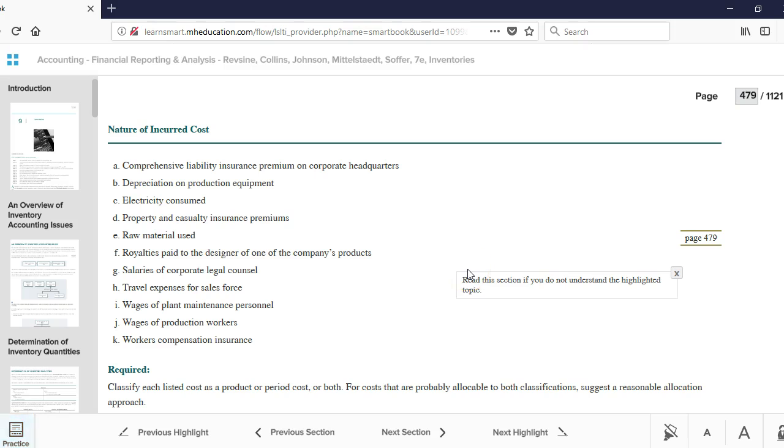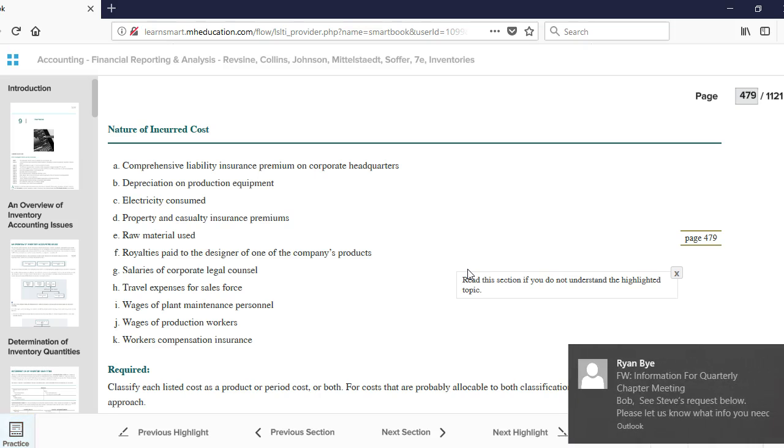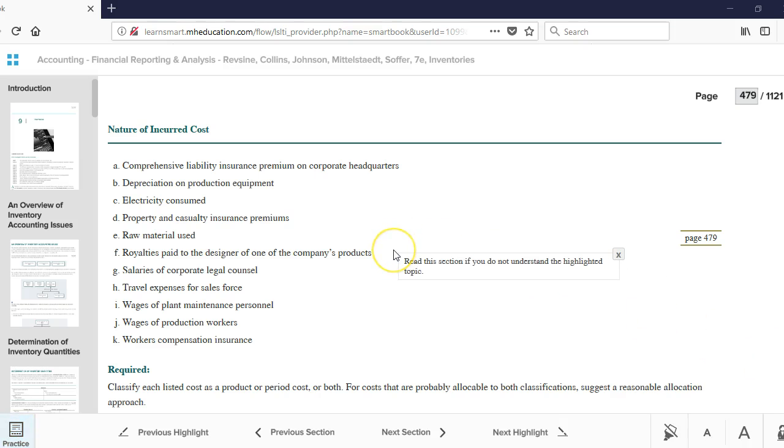Letter F, royalties paid to the designer of one of the company's products. We bought a patent, we bought the plans to build something from somebody who designed it. We're licensing that, and from that perspective, then we just have to include that in the product cost. So it's just directly product cost.